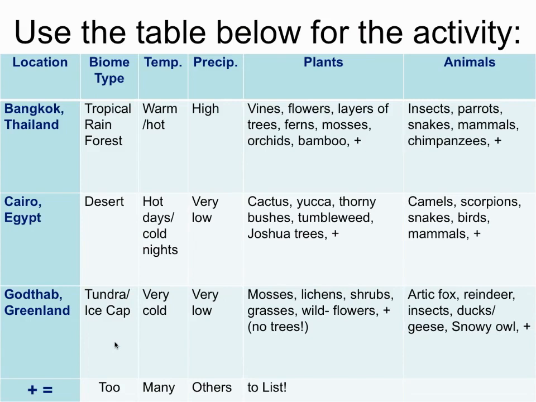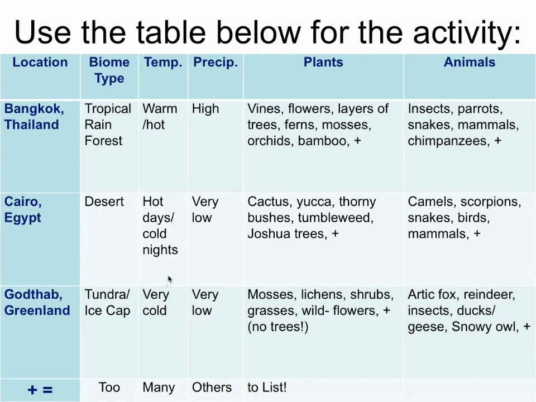Now that you've chosen one of those locations, you're going to additionally use this table for your activity. You see that I put the three locations there, and I also included the biome types for you. I wrote describing words or adjectives to tell us about the temperature and the precipitation of those biomes. I also added plants and animal columns in case you have forgotten some of the specifics about what we learned earlier this year when we studied biomes.